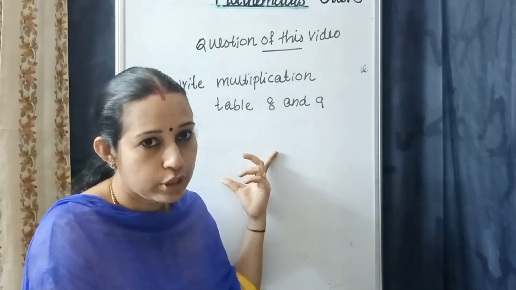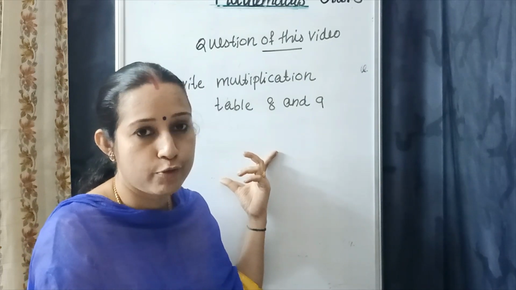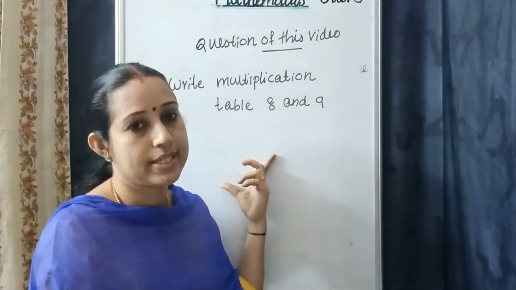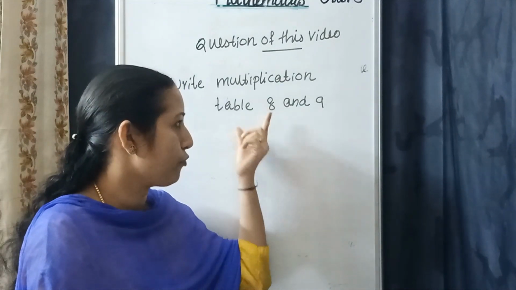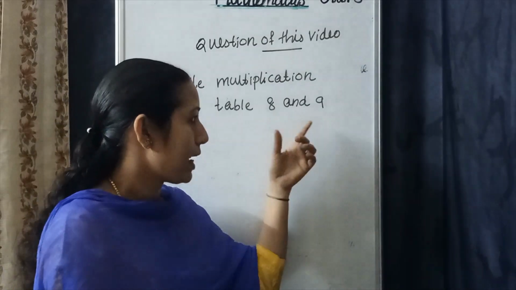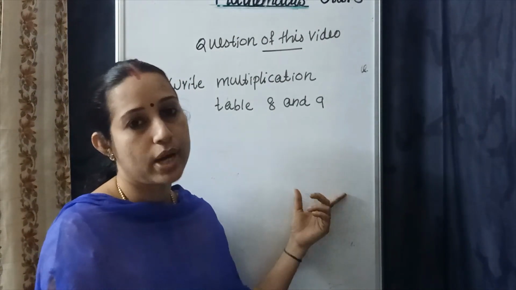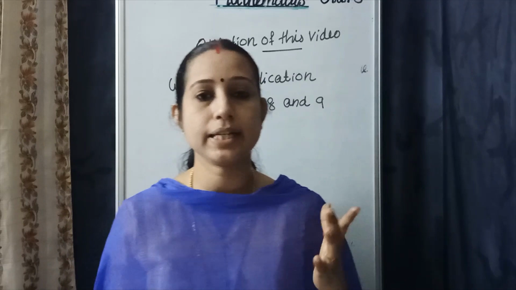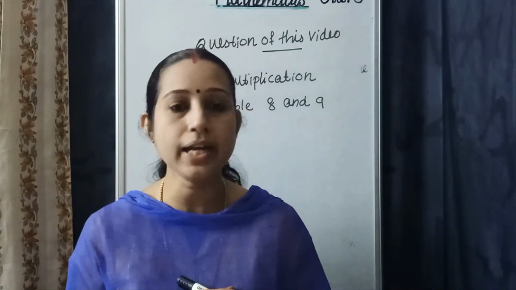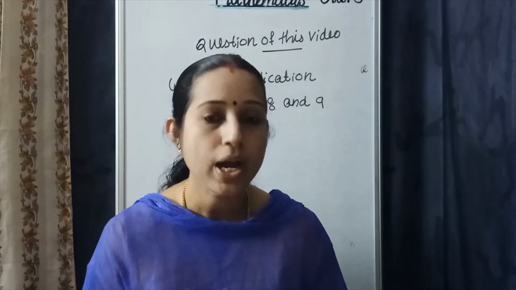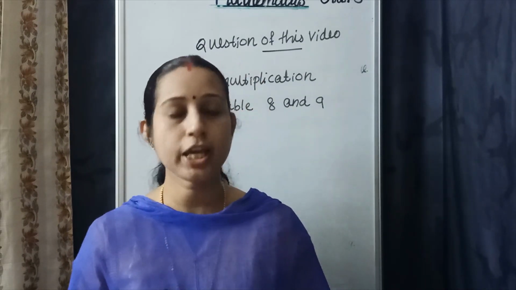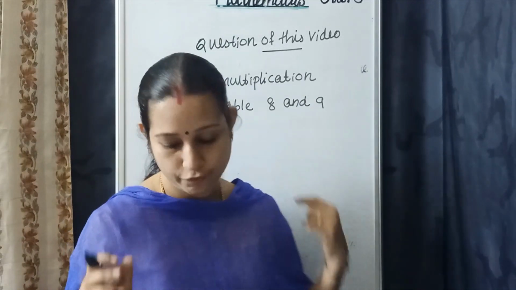You can write in your rough book or on the backside of your maths notebook, anywhere you can write, and submit one time only. A table of 8 first: 1 8s are 8, 2 8s are 16, that way. Then table of 9: 1 9s are 9, 2 9s are 18, 3 9s are 27, that way. Write the tables of 8 and 9 in your notebook and submit today itself before the due time. Okay, so this is the question of this video.